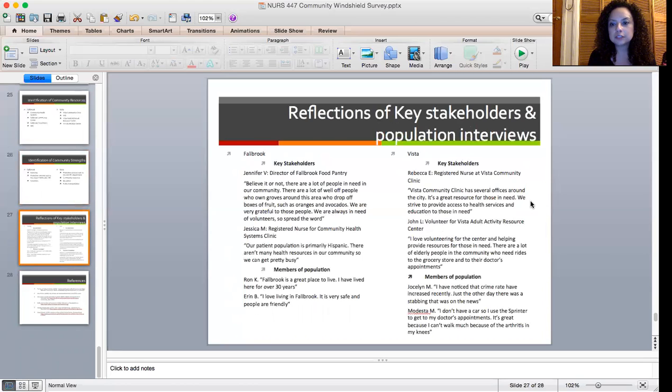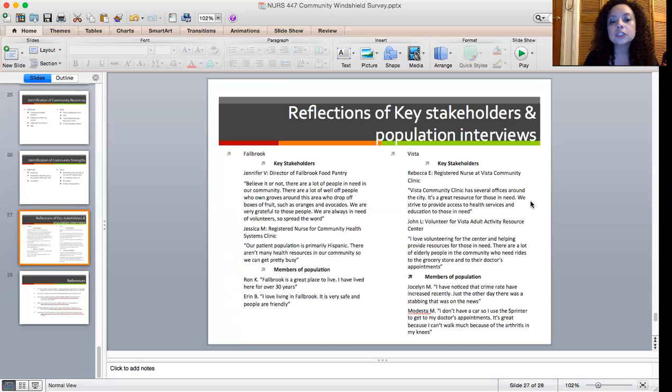So, reflections of key stakeholders and population interviews. In Fallbrook, a key stakeholder that I interviewed was Jennifer V., director of Fallbrook Food Pantry. She stated, believe it or not, there are a lot of people in need in our community. There are a lot of well-off people who own groves around the area who drop off boxes of fruit such as oranges and avocados. We are very grateful for those people. We're always in need of volunteers, so spread the word.